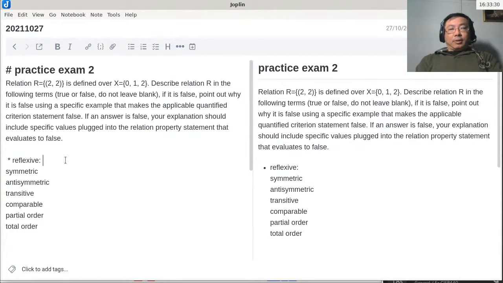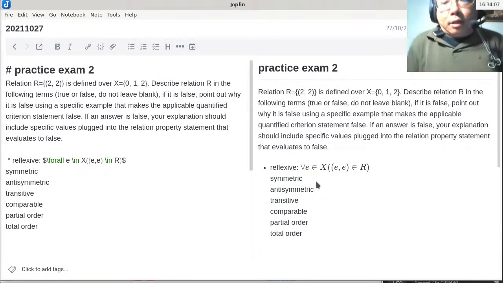And I'm going to start typing here. So we know there's a for all, right? And for all elements in X, so I'm going to say for all E in X. I'm going to close the equation first, just so that you can see it on the right hand side: for all E in X, there's a tuple (E, E) that is in R. So Jonathan is correct. Okay, so I'm going to finish the actual definition first. All right, so now what do we do?